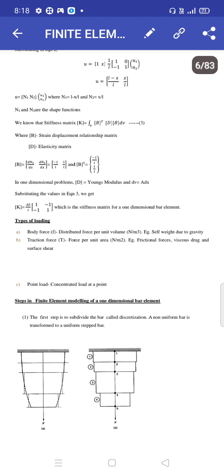Next, what are the types of loading that could be used? The first one is body force, that is F, distributed force per unit volume. Example, self weight due to gravity. Then traction force, force per unit area. That is frictional forces, viscous drag and surface shear. Then point load, concentrated at a point.